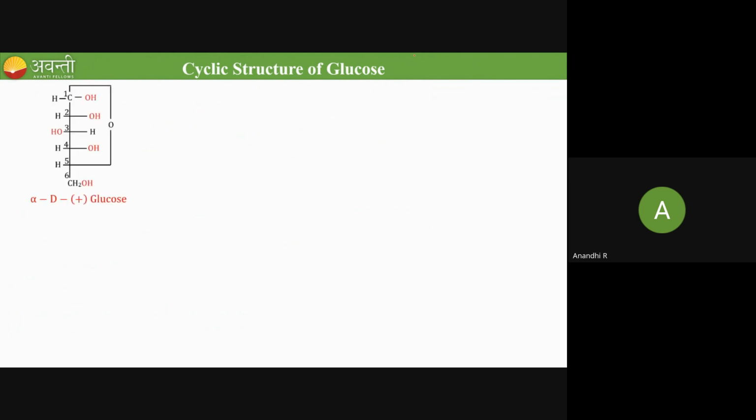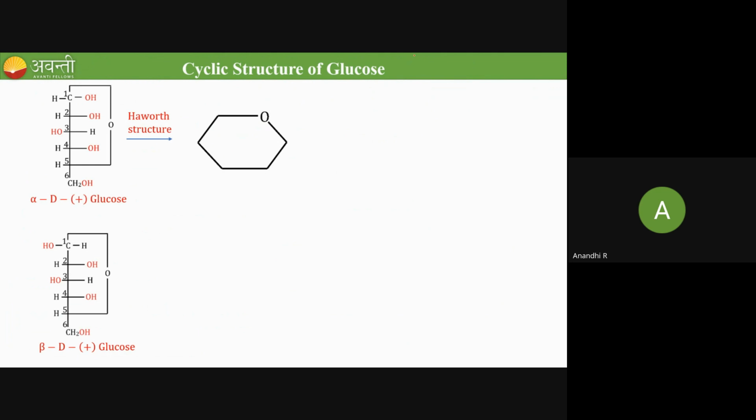So this is your alpha D plus glucose and this is beta D plus glucose. And Haworth is the name of the scientist. He represented this cyclic structure. So this cyclic structure of glucose is called the Haworth notation or Haworth structure. So we are getting a 6-membered ring here. This is number 1, this is 2, 3, 4, 5 and 6.